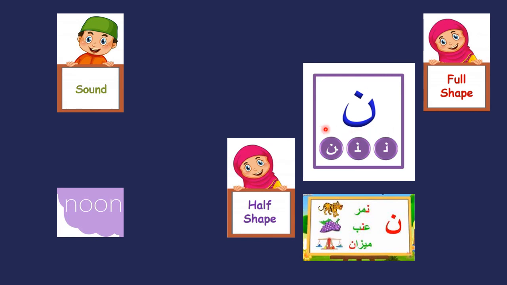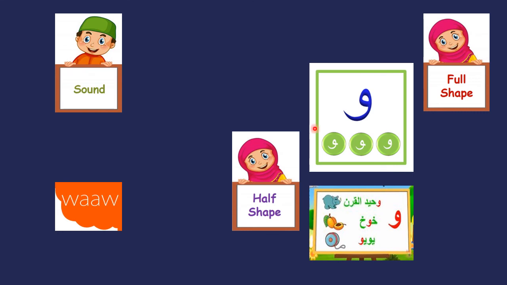Noon. The full shape of noon is this, and it also has three proper shapes: the starting shape, the middle shape, and the end shape. When it comes in the word, the starting shape looks like this, the middle shape looks like this, and the end shape looks like this. And the sound is noon.